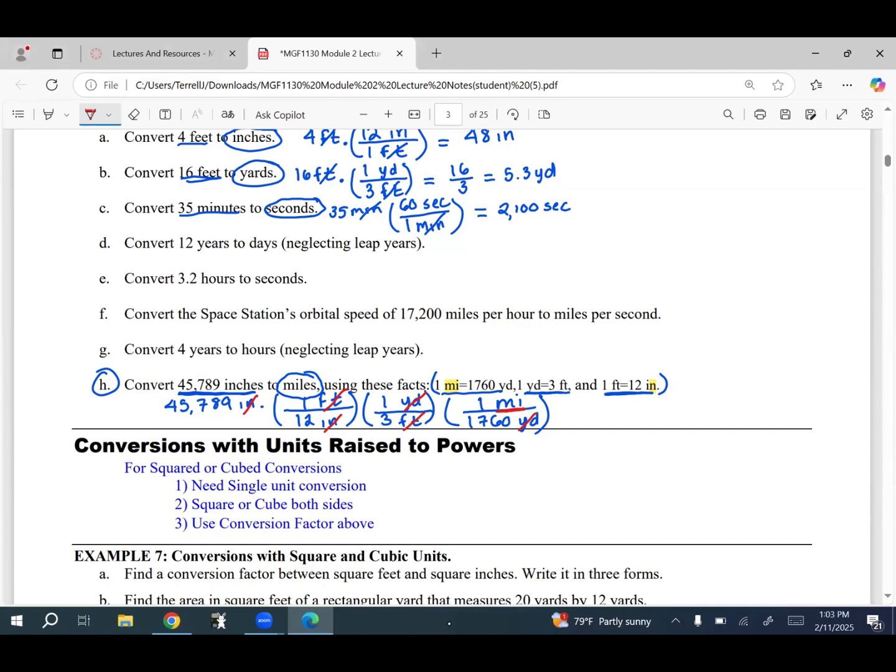So when you do this on the calculator, you do multiply across. That's 45,789 divided by whatever 12 times 3 times 1760 is. And you know your final answer will be in miles. So when I do that on the calculator, 45,789 divided by, if you multiply those numbers, you should get 63,360. And if you divide that, can anybody tell me what you get?